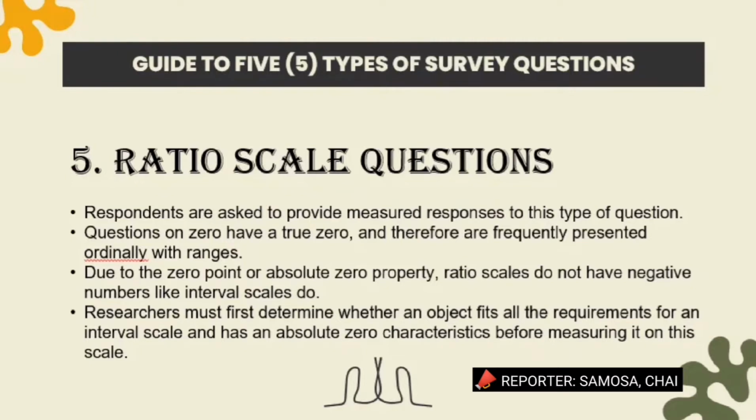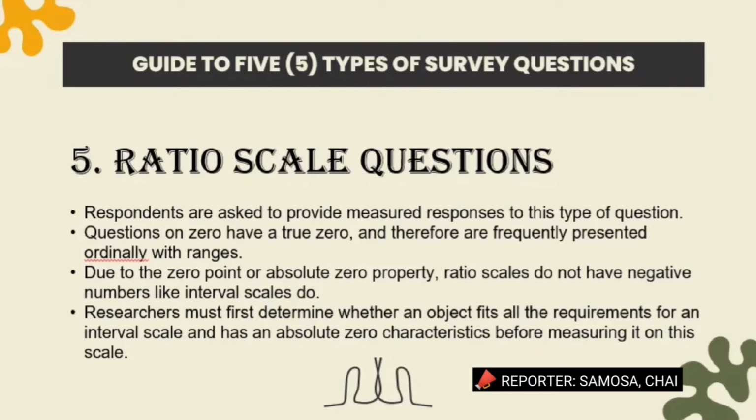Questions on ratios have a true zero and therefore are frequently presented ordinally with range. The absolute zero of a ratio scale of measurement, as opposed to an arbitrary origin, makes it the most potent of the four measuring scales. It therefore includes all the characteristics of the other three measurement scales.